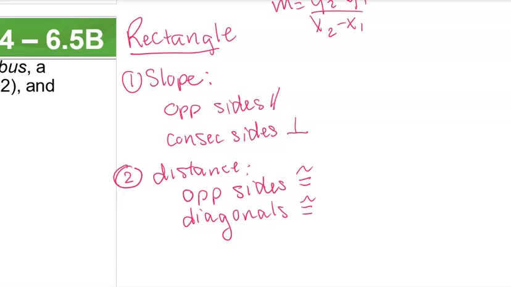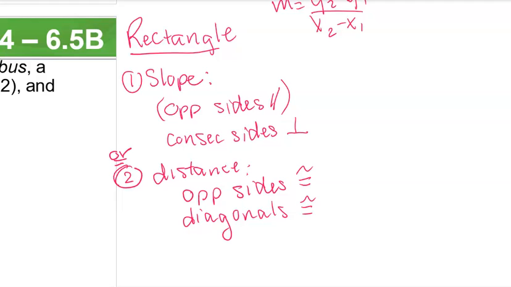If I'm trying to prove this is a rectangle, I can either use slope or I can use distance. If I want to use just slope, I would be proving opposite sides are parallel and consecutive sides are perpendicular. Since this is a parallelogram, all I have to do is prove that consecutive sides are perpendicular.